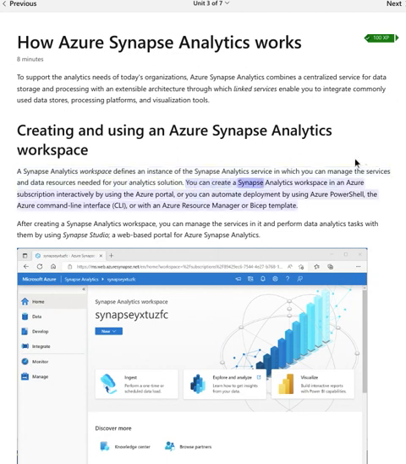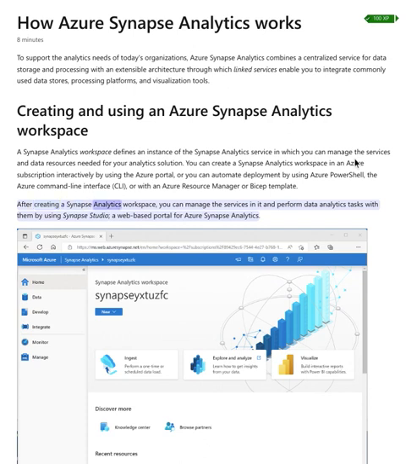You can create a Synapse Analytics workspace in an Azure subscription interactively by using the Azure portal, or you can automate deployment by using Azure PowerShell, the Azure Command Line Interface, CLI, or with an Azure Resource Manager or Bicep template. After creating a Synapse Analytics workspace, you can manage the services in it and perform data analytics tasks with them by using Synapse Studio, a web-based portal for Azure Synapse Analytics.